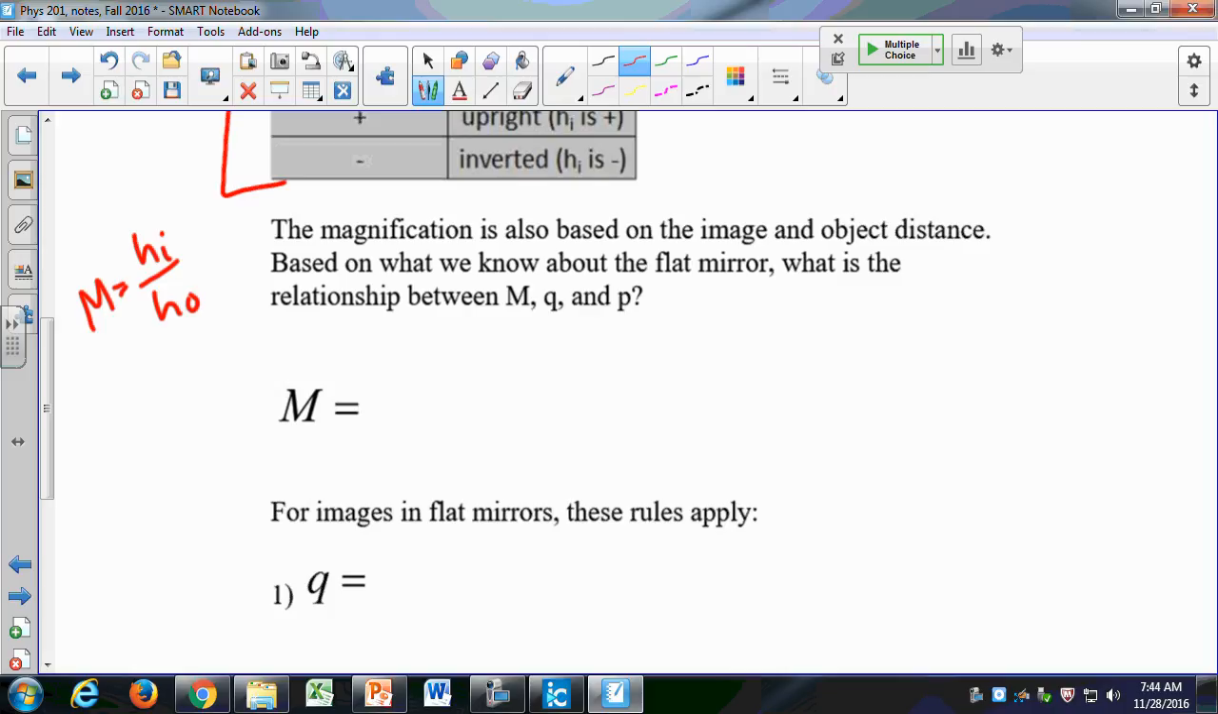How would the magnification be related to the image distance and the object distance if I know also that for a flat mirror that Q is equal to negative P? What are your thoughts?